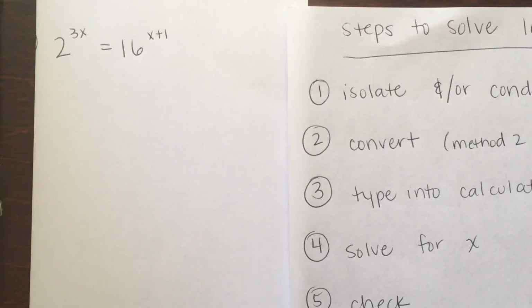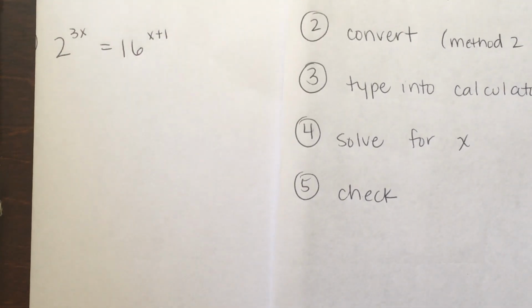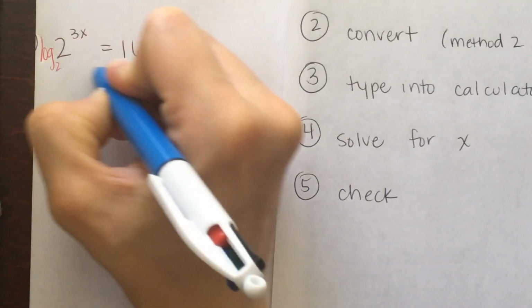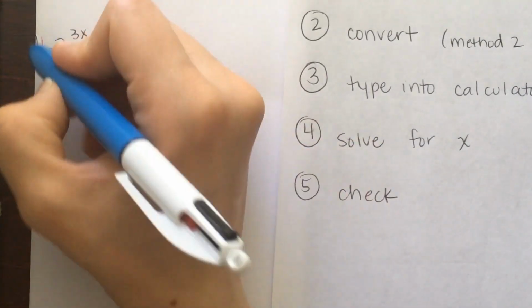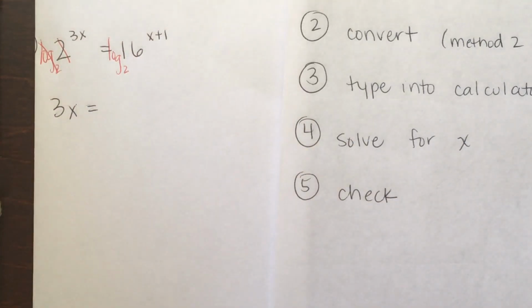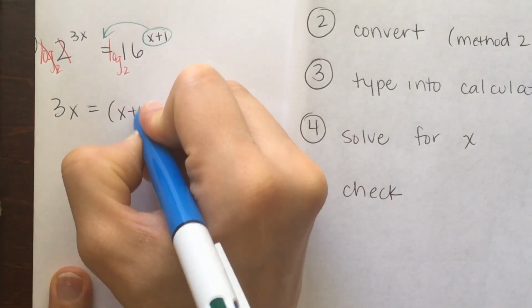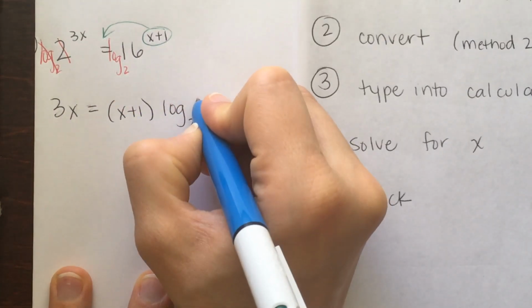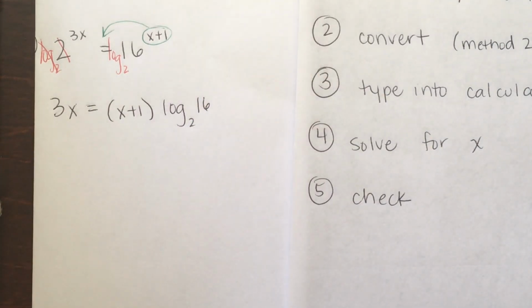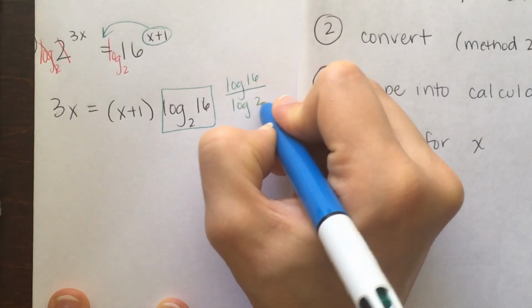Last example, here's another one where you can rewrite 16 as 2 to the 4th power. You just need to be aware of your powers. I'm going to use the same steps we've been doing. So I'm going to convert. I'm going to put log base 2s in front of both sides. That means on the left side they'll cancel, and on the right side you bring your exponent to the front. Use change of base.